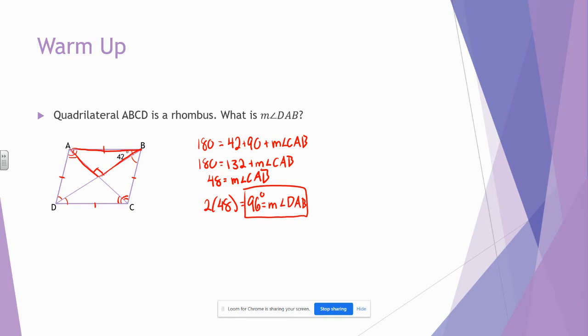So if we take this as a triangle, we have a right triangle, so we've got 90 and 42. So we want to find out what this third angle is. So 180 is equal to 42 plus 90 plus the measure of CAB, so that's that third angle. Working through that math, we get 48. We're actually looking for the whole entire corner A though. And since AC is the bisector of angle A, we just multiply that by 2 and we get 96 degrees is equal to the measure of DAB.